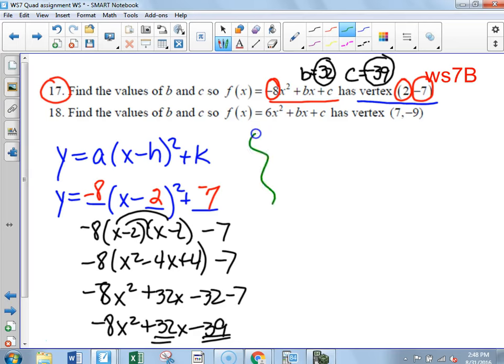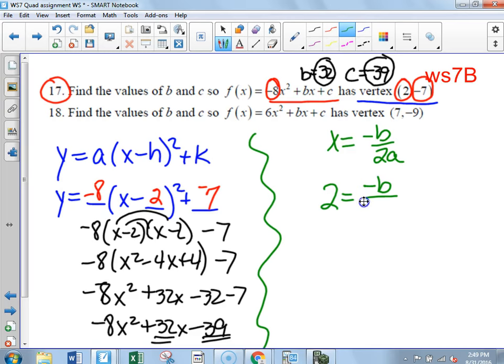Brooke, she's smarter than me. She had a brilliant idea. She went, remember this? What does that find? The x of the vertex, yes? So do we already know the x of the vertex? It's 2. Okay. Well, we don't know B yet, but do we know A? So she got 2 equals the opposite of B over -16.